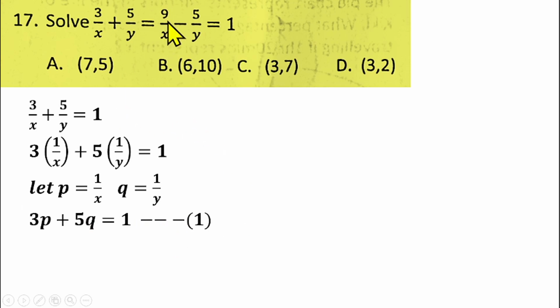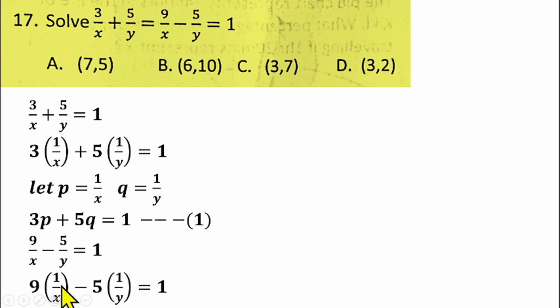From the second one, we have 9 over x minus 5 over y equals 1. We can do the same thing here: 9 into 1 over x minus 5 into 1 over y equals 1. Using p for 1 over x and q for 1 over y gives 9p minus 5q equals 1, which is equation 2. We can now solve equation 1 and equation 2 simultaneously to find p and q. When we know p and q, we can come back and find x and y, which is what we are looking for. So let's solve equation 2 and equation 1 simultaneously.